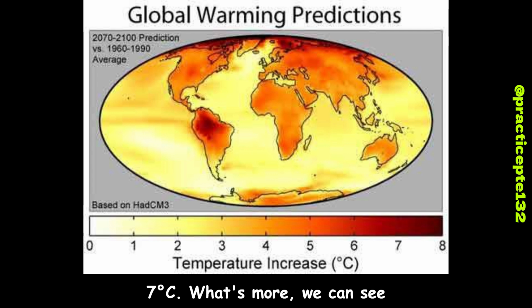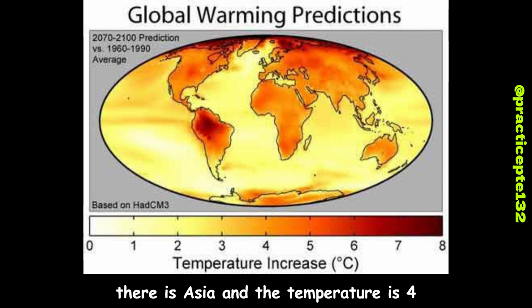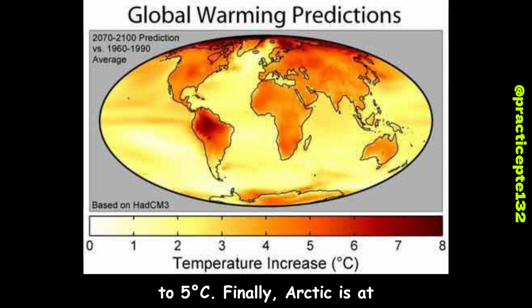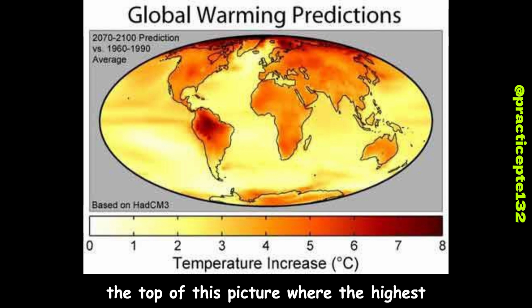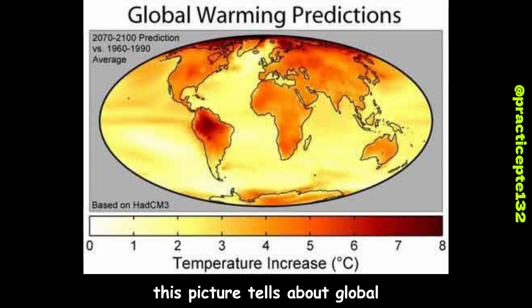What's more, we can see from the picture that, at the right areas, there is Asia, and the temperature is 4 to 5 degrees Celsius. Finally, Arctic is at the top of this picture, where the highest temperature increase occurs. To sum up, this picture tells about global temperature increase.